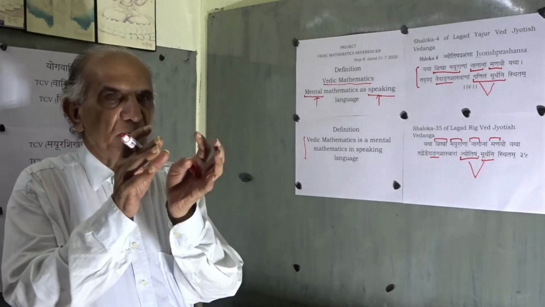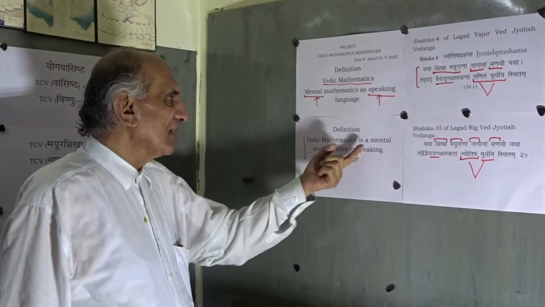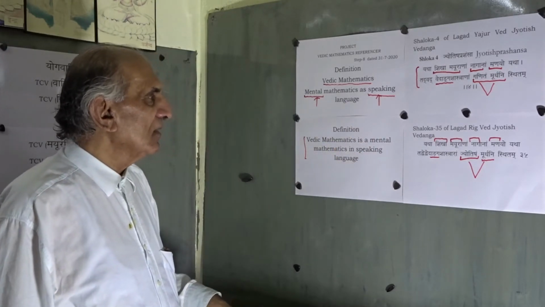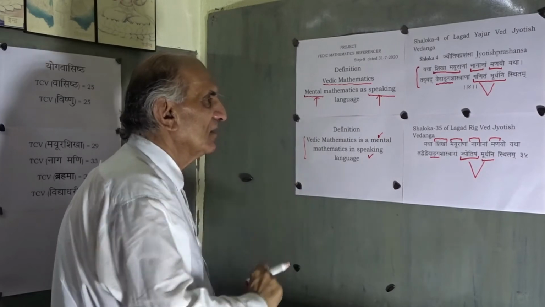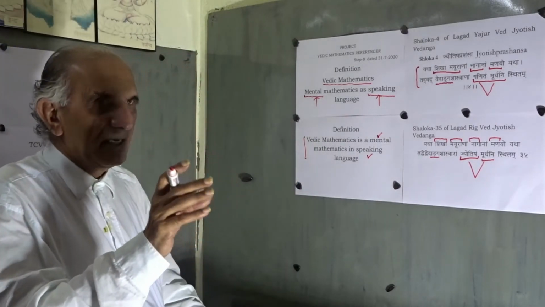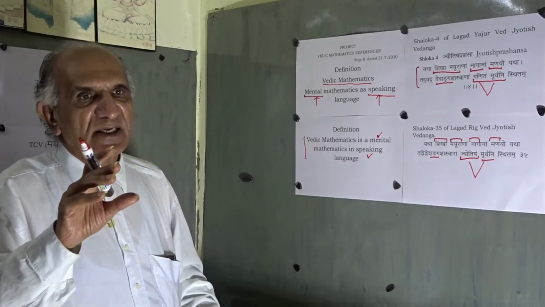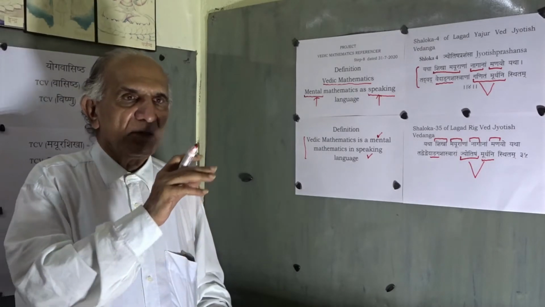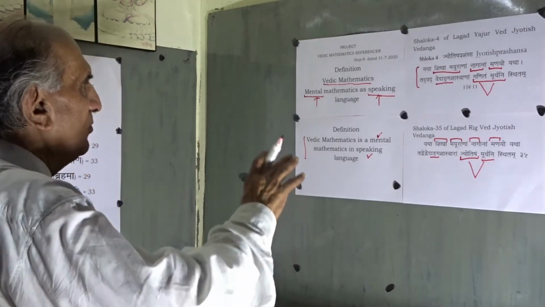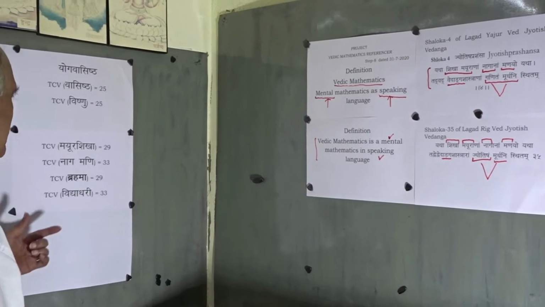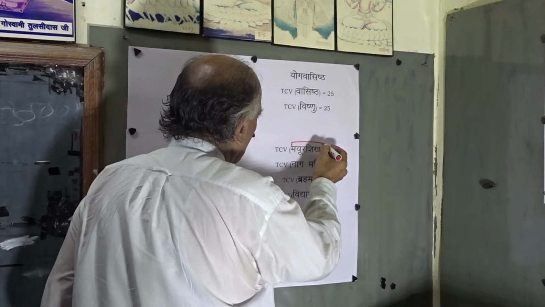and to have an appropriate definition of Vedic mathematics as mental mathematics in speaking language, this mental exercise and this speaking attainment are the two focal points. In terms of it, we have to approach the Vedic mathematical domain. Let us see in which way these formulations are preserving mathematics in them. We have a Mayur Shikha formulation.